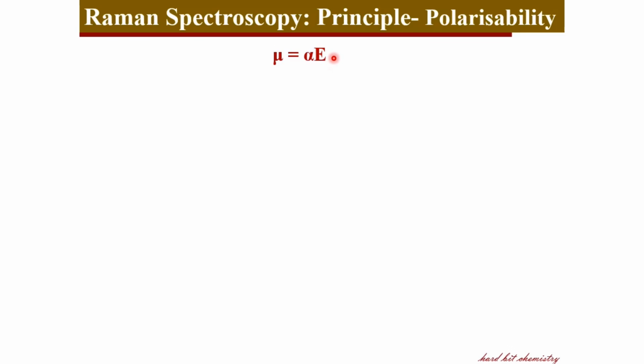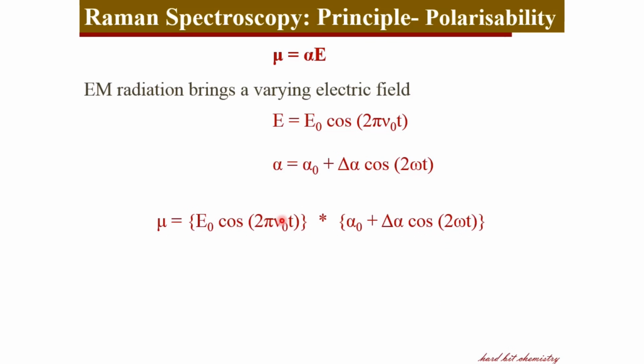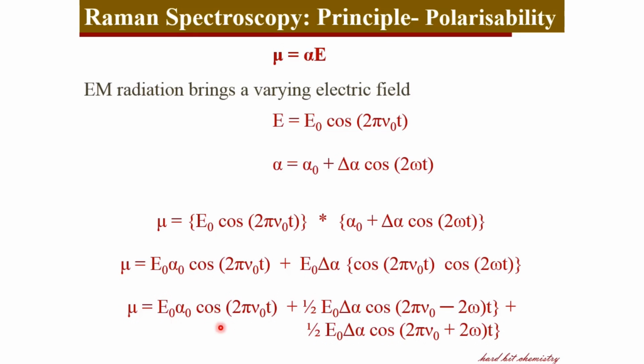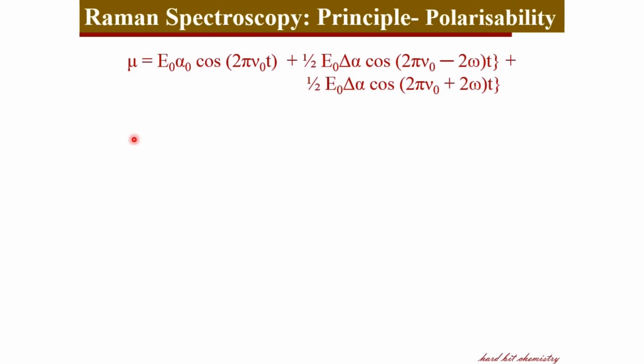We know that the electric field component of the electromagnetic radiation varies with time, and likewise the polarizability also changes, and delta alpha is the rate of change of polarizability. And by using those two equations, we can write the induced dipole moment as product of these two. And after solving, we get an equation with three components inside like this.